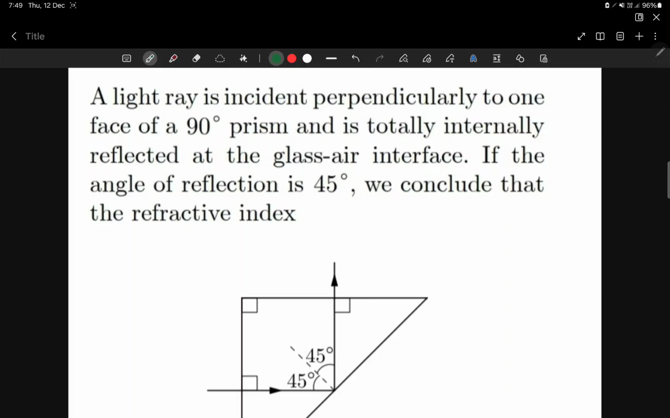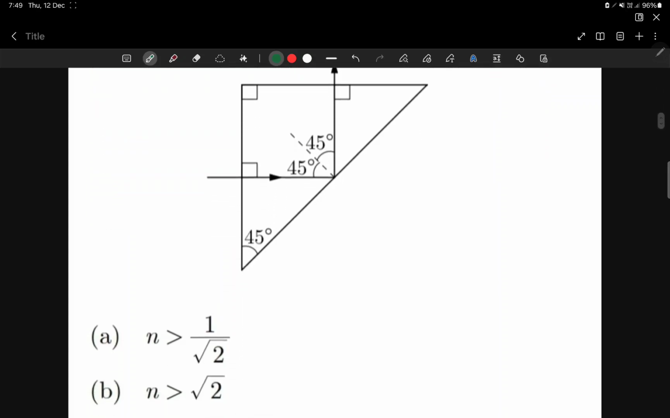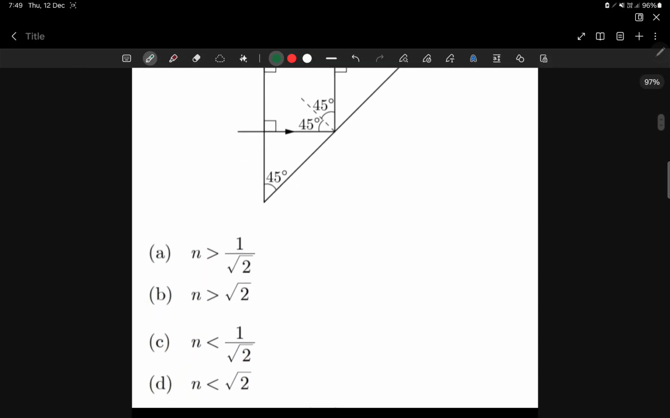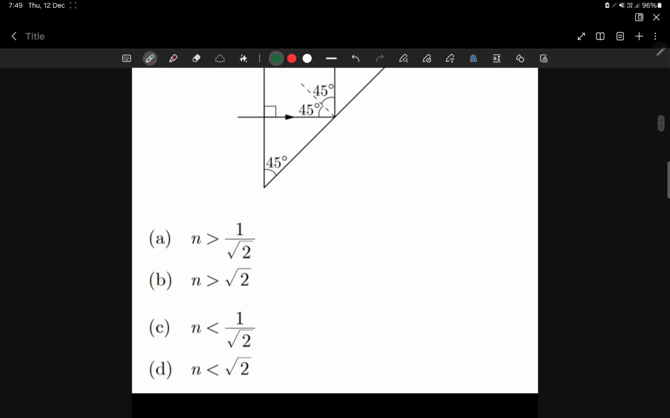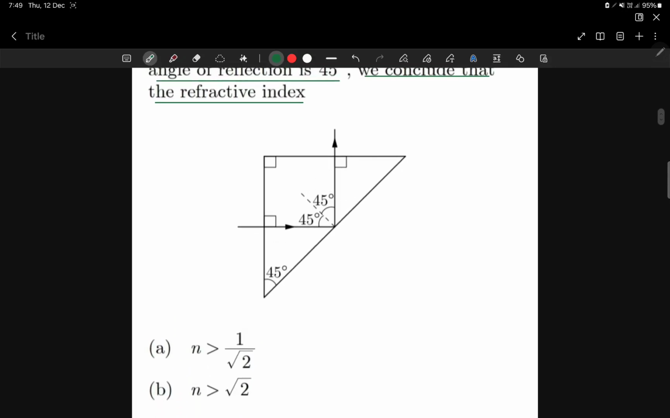So this question is asking: a light ray is incident perpendicularly to one face of a 90-degree prism and is totally internally reflected at the glass-air interface. If the angle of incidence is 45 degrees, we conclude that the refractive index. These are the options: n greater than 1 by root 2, n greater than root 2, n less than 1 by root 2, and n less than root 2. n is the refractive index that we have to calculate.